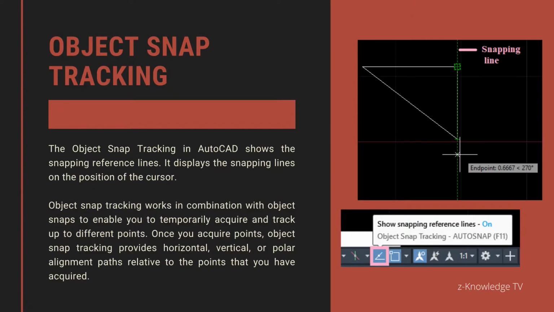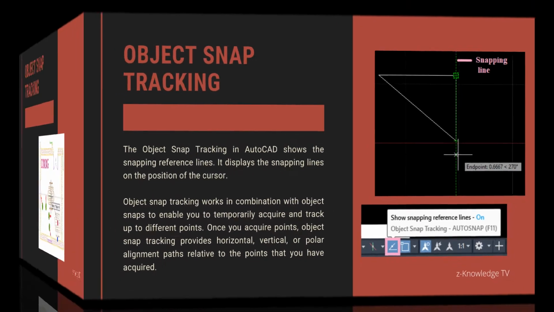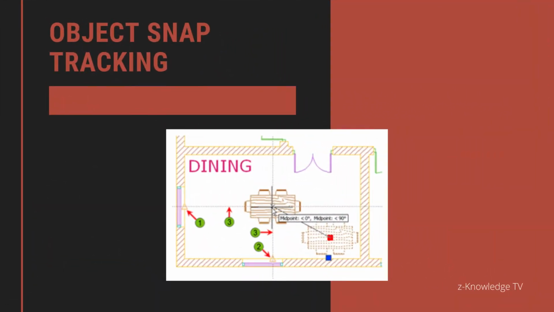Object snap tracking works in combination with other snaps to enable you to temporarily acquire and track up to different points. Once you acquire points, object snap tracking provides horizontal, vertical, or polar alignment paths relative to the point that you have acquired. So, para maunawaan natin ang ibig sabihin ng definition na ito, in the following image, the table is being moved to the room center using object snap tracking. Para ma-center natin yung table sa room, the midpoint of the wall on the left, which is yung 1, and the midpoint of the wall below, which is yung 2, have been acquired.